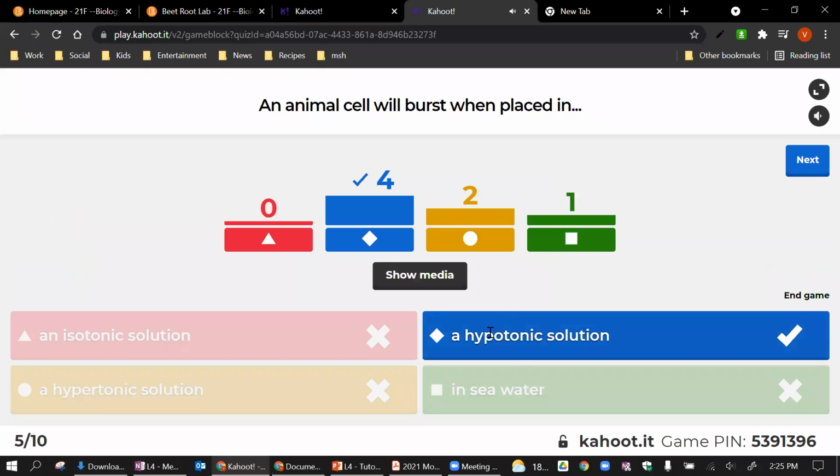Hypotonic solution, right? That's the one where the water comes in and will cause the cell to burst. Hyper is shrinking. Seawater is basically a hypertonic solution, right?